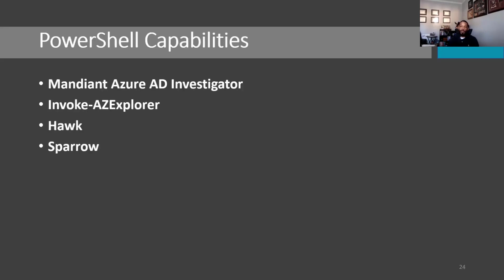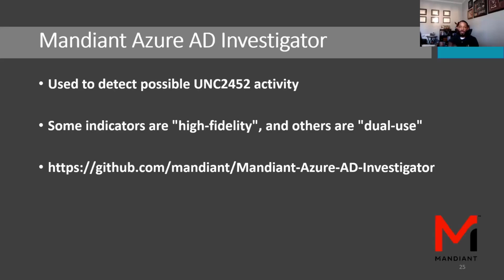Now, when we look at different capabilities, right, we'll talk about 4 specifically. That's going to be Mandiant's Azure AD Investigator, Invoke AZ Explorer, Hawk, and Sparrow. So what are these things? Well, the Mandiant tool capability is really used to detect possible UNC 2452 activity. And if you're not familiar with UNC 2452, that's a cluster of activity that from the Mandiant perspective, we have linked to Russian actors, if you will. And namely, this kind of came about when we looked at SolarWinds, right? So that was SolarWinds moving on to cloud infrastructure, and that's where that came about.